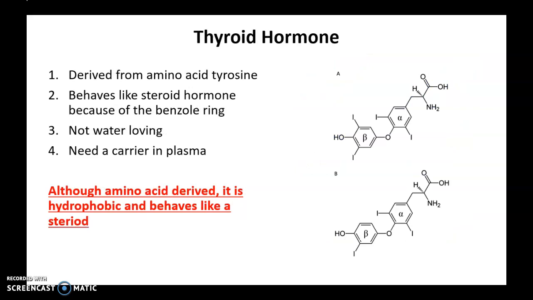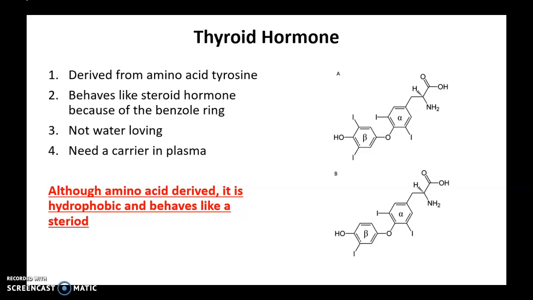Now, I want you to understand that thyroid hormone is a quirky hormone. It is derived from the single amino acid tyrosine, and yet it behaves like a steroid hormone, as I mentioned before. The reason why it behaves like a steroid hormone is because of its chemistry.